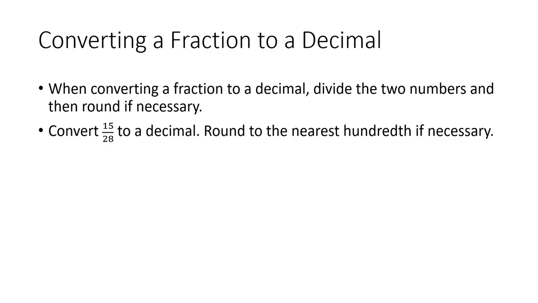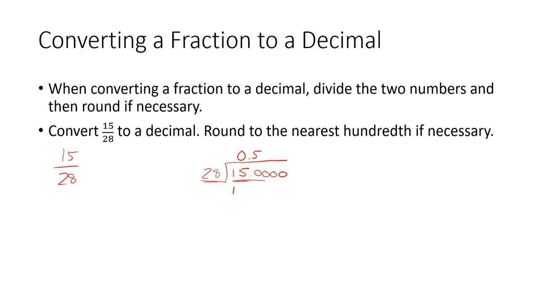When converting a fraction to a decimal, divide the two numbers and then round if necessary. So if we want to convert 15 over 28 to a decimal, well, we want to divide 28 into 15. Now we know this is going to be a decimal, and so we can write some zeros as placeholders here. 28 will not divide into 15, but it will divide into 150. And it will divide into 150 5 times. We write our decimal point here. It doesn't divide into 15, so we can write a 0 above it.